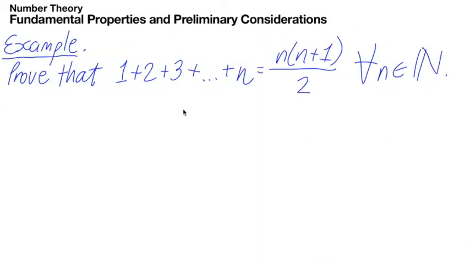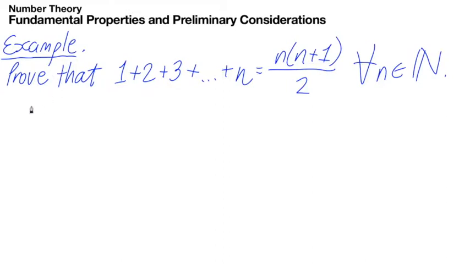For our first example, we're going to prove that 1 plus 2 plus 3 and so on until n is equal to n times the quantity n plus 1 all over 2. That will be true for all n in the natural numbers. We're going to prove this by induction, so we'll put it formally. We'll say proof, by induction.